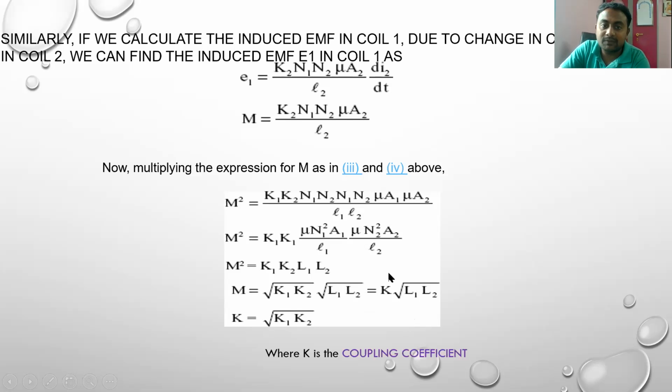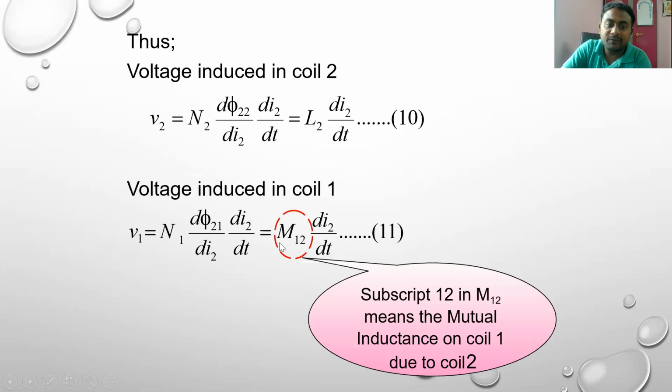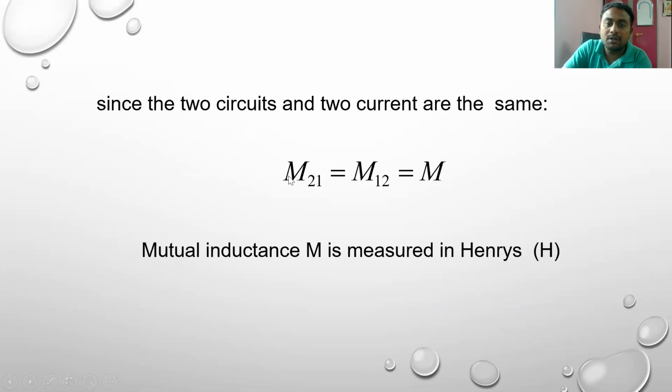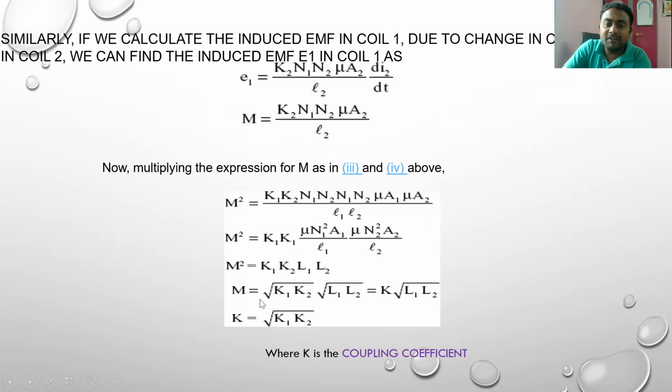So in this video, the things to remember are the mutual inductances M12 and M21. If we have an EMF in coil 1, the flux will be M21 and the current is di2. M12 and M21 both are M only, and the derivation for M is K into the square root of L1 and L2. If you remember these things, we can solve any kind of problem given on mutual inductance. Hope you understood.